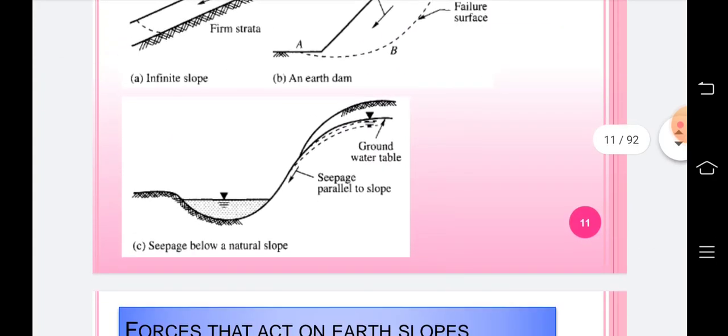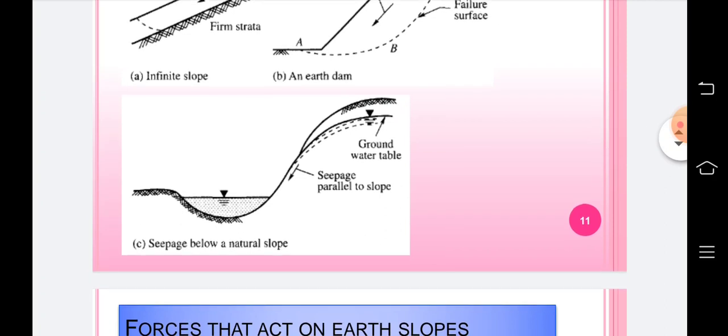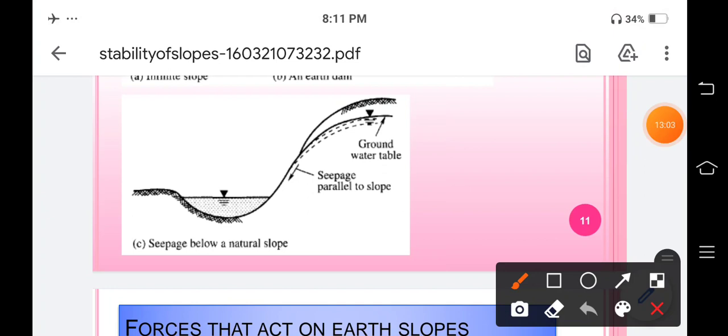So next, the second cause of slope failure is seepage of water. Okay, so this is seepage of water below the groundwater table. This is the ground level, and below this, if a certain groundwater table exists, what will happen is this soil sample will slide down in the direction of gravity, in the downward direction, due to this groundwater table. So this is also called seepage parallel to the slope.